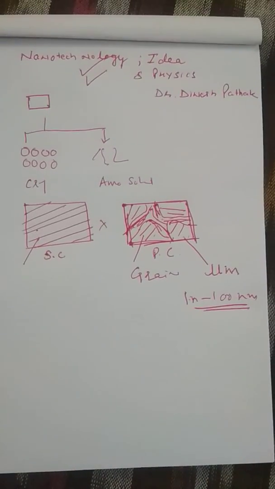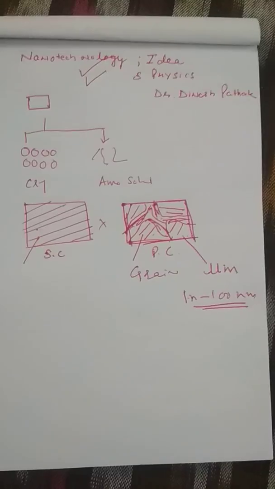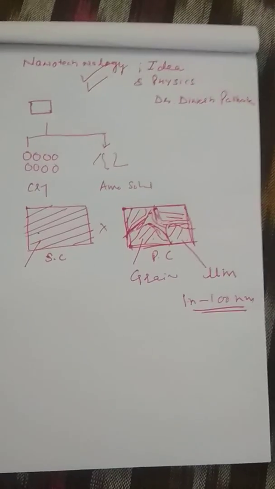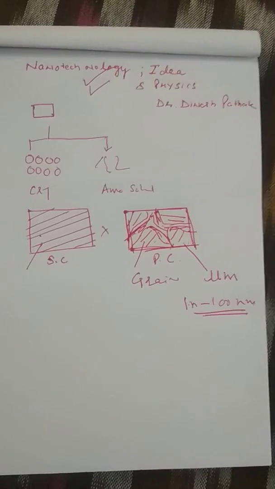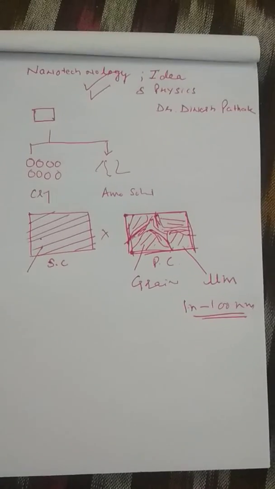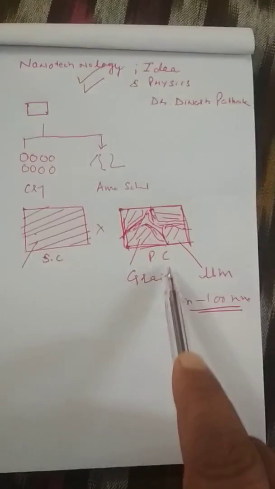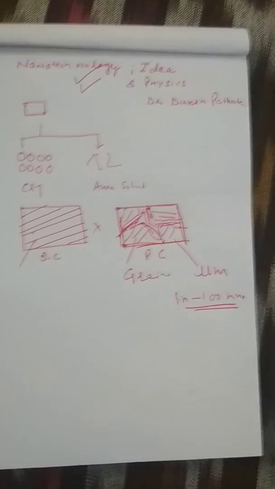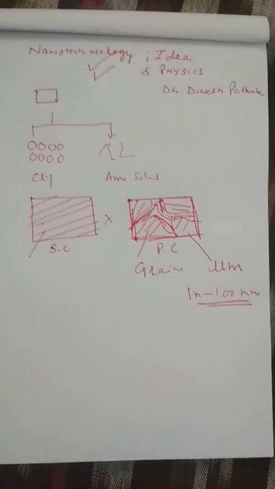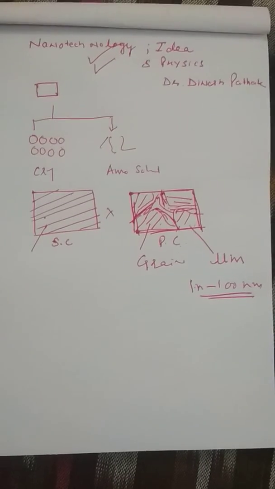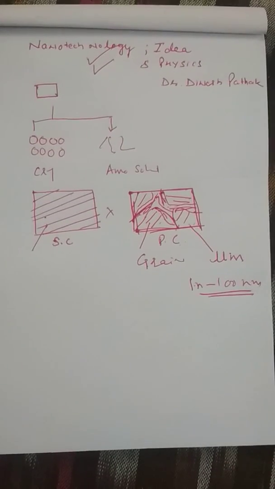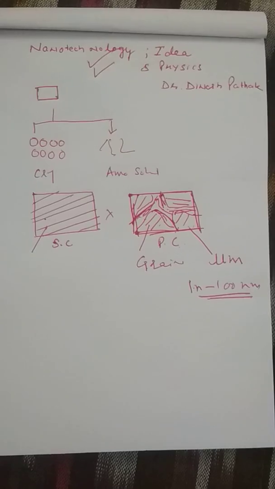Now why is this field of physics so important, and what is nanophysics? Nanophysics means studying or exploring the physics of material which has size of what? Size of grains or size of the particles from 1 nanometer to 100 nanometer. So from here nanophysics and then nanotechnology originates.